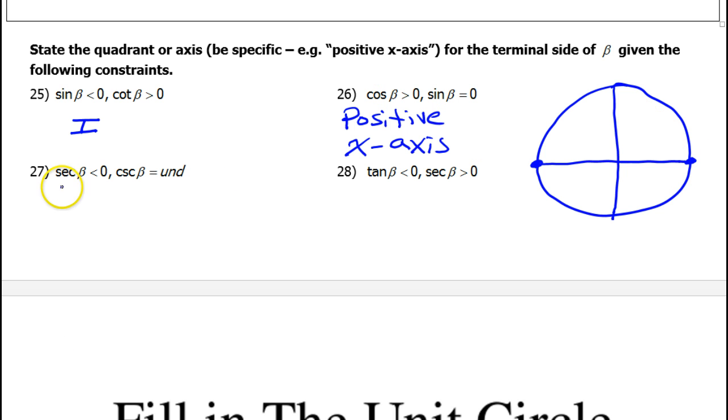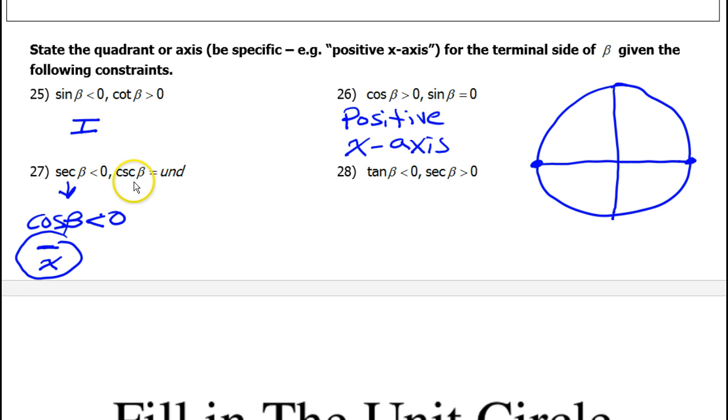Okay, what's next? Number 27. Now the secant is the reciprocal of the cosine function. So we should be thinking, where is the cosine less than 0? Where is the cosine going to be negative? Okay, and of course the cosine on the unit circle is the x value. So we need a negative x value.